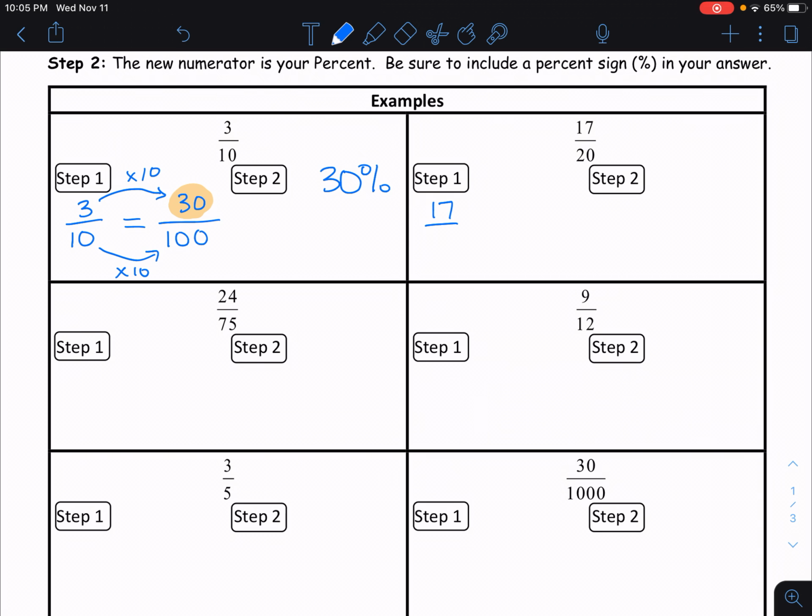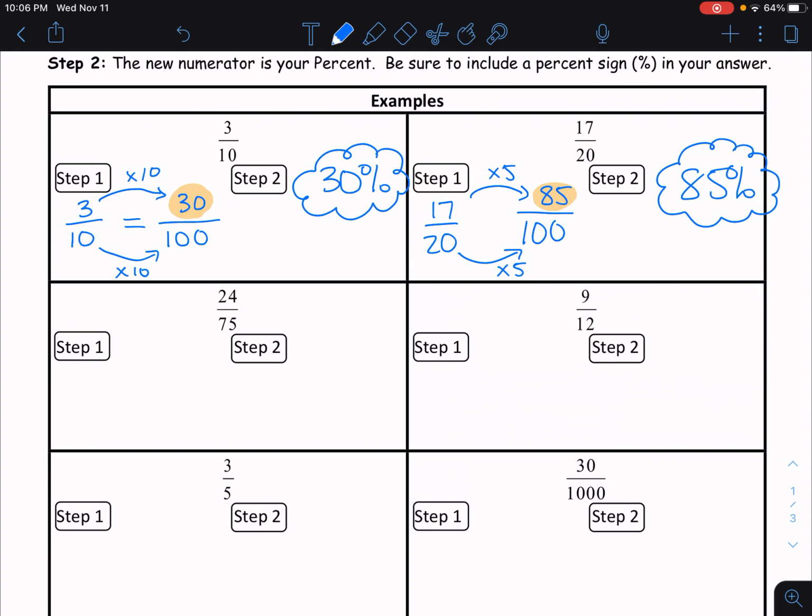For 17 out of 20, again, I'm looking for how do I get to 100? To get to 100, I'm going to multiply 20 times 5. So I'm going to do 17 times 5. 17 times 5 is 85, and I just used my multiplication chart. So this number on top is my percent, so I'm going to write my answer over here as 85%. Okay, so the percent here is my answer, not that fraction out of 100. I'm trying to get to the percent.